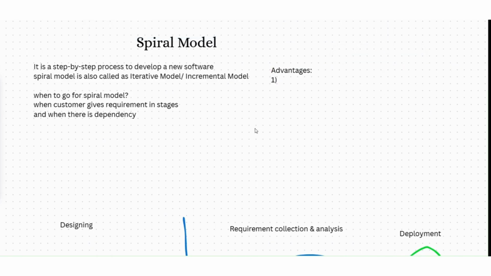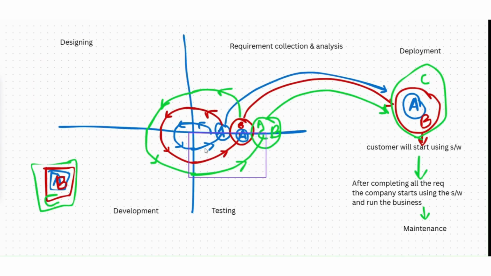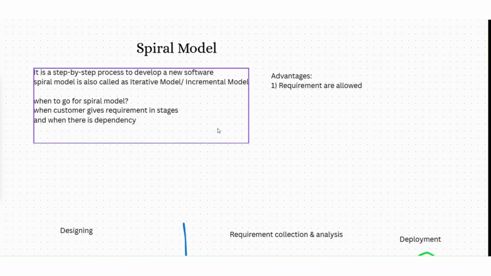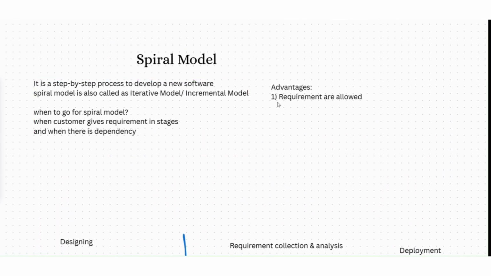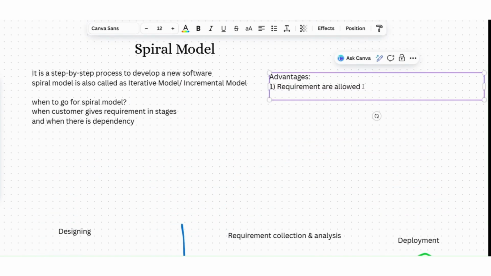In the waterfall model, the requirement collection is not possible once the SDLC is started. That means the advantage of the spiral model is that requirement changes are allowed, but requirement changes are allowed only if the cycle is completed. Now, as you can see, the software is delivered to the customer in modules. That means customers can start their business in early stages. That is the advantage for the customer.